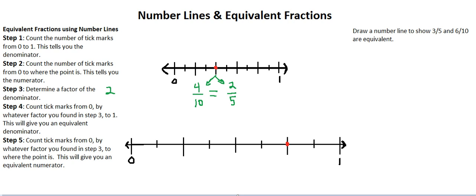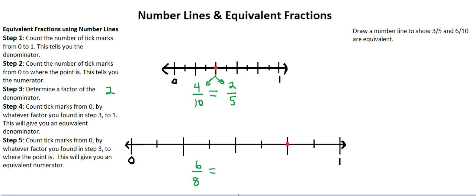We're going to count the number of tick marks from 0 to 1, and this again will tell us our denominator. 1, 2, 3, 4, 5, 6, 7, 8. So this time my denominator is going to be an 8. Now count the number of tick marks from 0 to where the point is. This tells you your numerator. 1, 2, 3, 4, 5, 6.